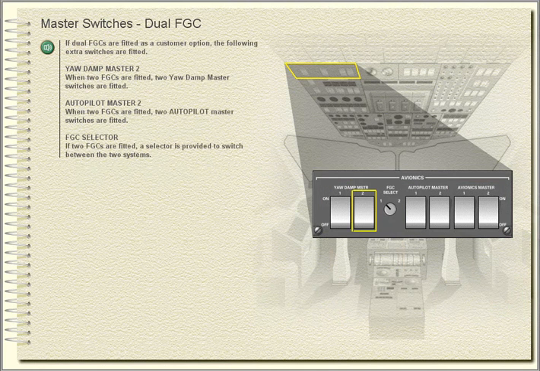Master switches, dual FGC. If dual FGCs are fitted as a customer option, the following extra switches are fitted. Yaw Damper Master 2. When 2 FGCs are fitted, 2 Yaw Damper Master switches are fitted. Autopilot Master 2. When 2 FGCs are fitted, 2 Autopilot Master switches are fitted. FGC Selector. If 2 FGCs are fitted, a selector is provided to switch between the two systems.